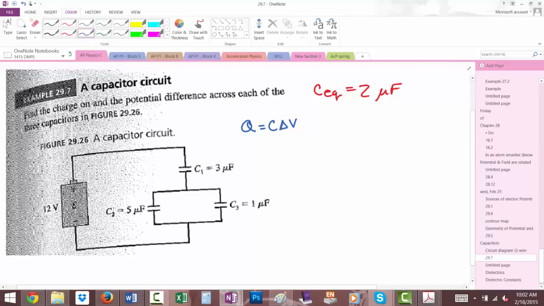So it's coming back. The charge stored, 2 microfarads times 12 volts is going to be 24 microcoulombs of charge. 24 microcoulombs of charge is stored on Q1.